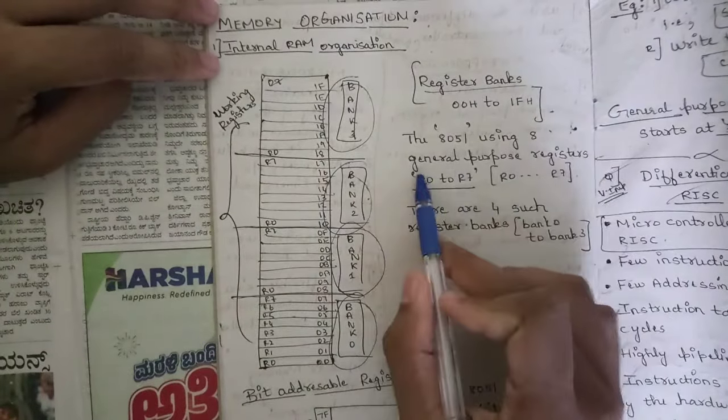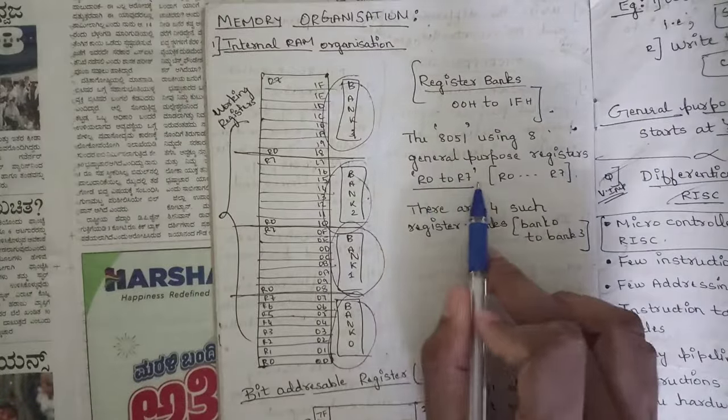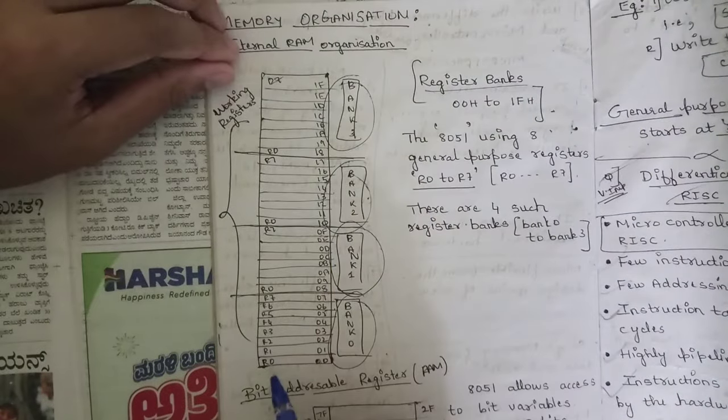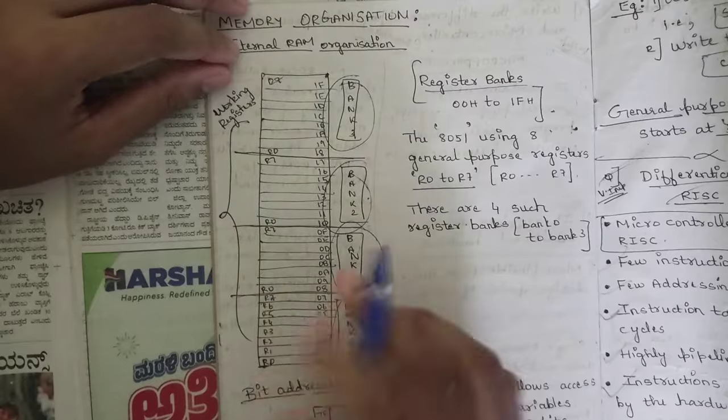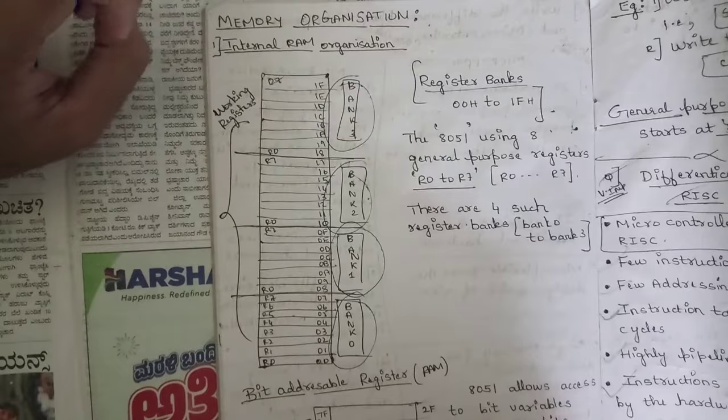The 8051 uses 8 general purpose registers, R0 to R7, in each bank. It consists of registers R0 to R7 for each bank, so it would have 8 general purpose registers.